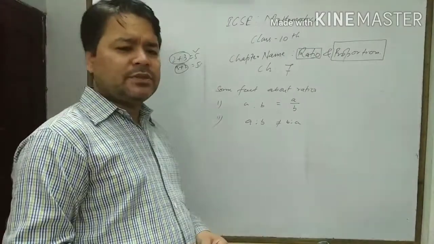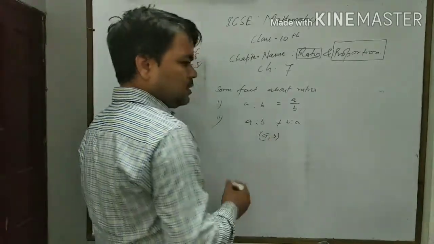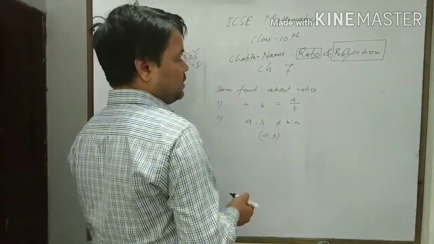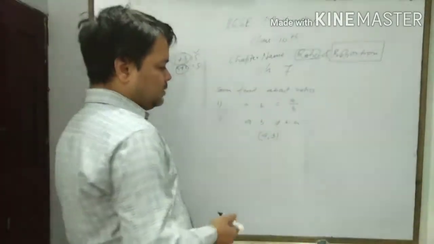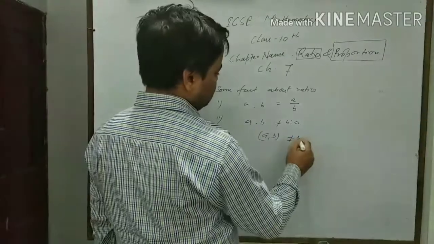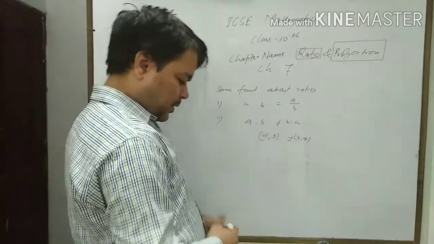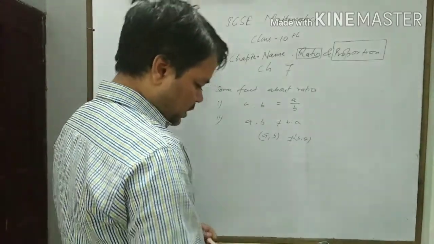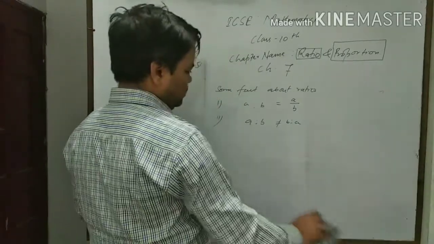Similarly, in the coordinate system, the Cartesian coordinate system, the two-dimensional coordinate plane, the coordinate of any point (A, B) is not equal to (B, A). Here also the ordered pair is very important. The order of the term is very important, and in ratio also.